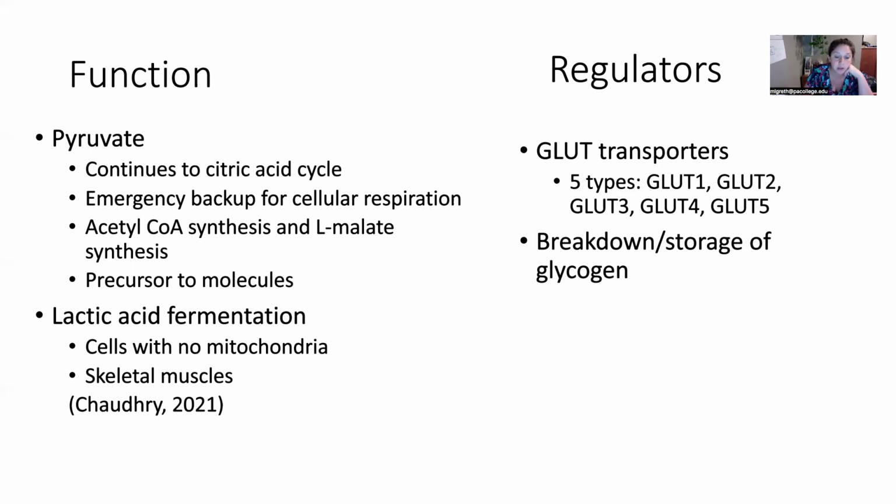processes within the body. So emergency backup for cellular respiration, what we were talking about, is that lactic acid fermentation. So cells with no mitochondria are going to be using lactic acid fermentation all the time. These are things such as the lens of the eye and erythrocytes. The lens of the eye can't have mitochondria or else it would cause light scattering. And then skeletal muscles. So this is that emergency backup for cellular respiration.